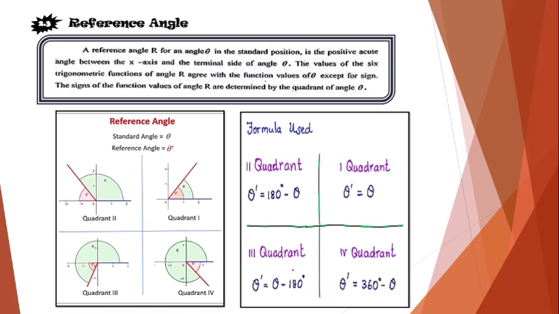Okay? Sa third quadrant, baliktad. Yung standard angle naman, ang inyong minuend. At ang 180 nyo is yung subtrahend ninyo. Okay, fourth quadrant, so it's almost 360. So 360 minus the standard angle. Okay, yun lang ha.